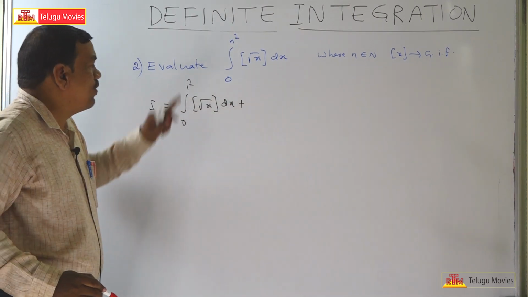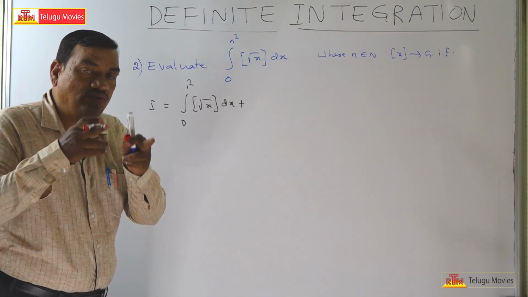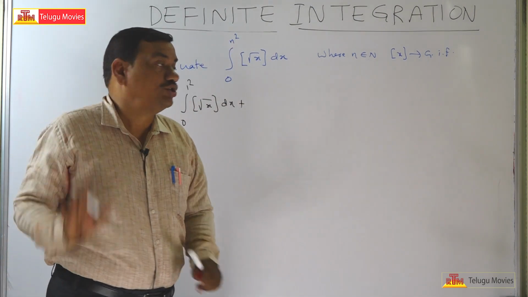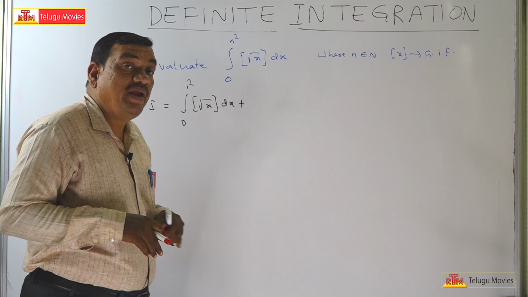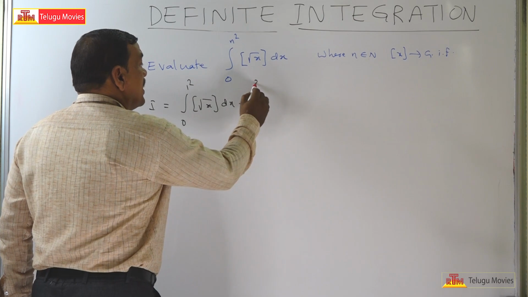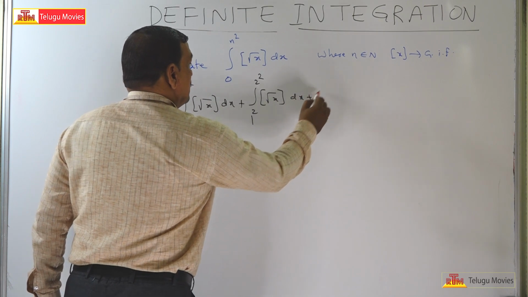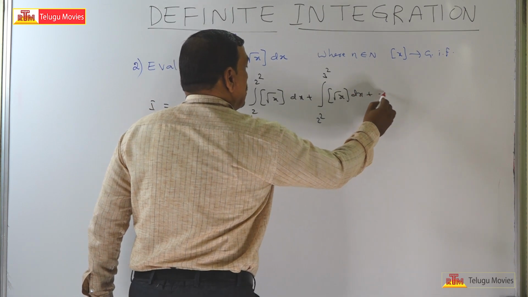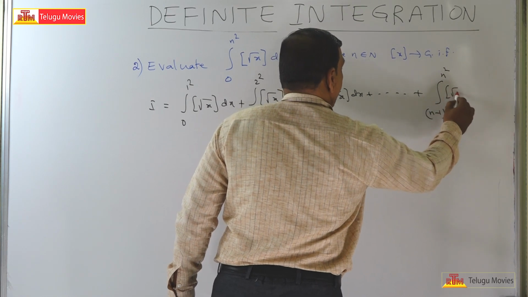Then 0 to 1 square means what? If you substitute 1 square, root of 1 square is how much? Actually you have to write modulus of 1. But here 0 to n square all are positive real numbers. n belongs to natural numbers, positive. That's why there won't be any question of modulus here. Again you have to take 1 square to 2 square of step root x dx, plus 2 square to 3 square of step root x dx, plus, last but not the least, (n minus 1) whole square to n square of step root x dx.